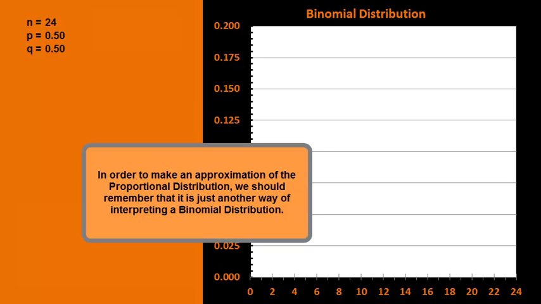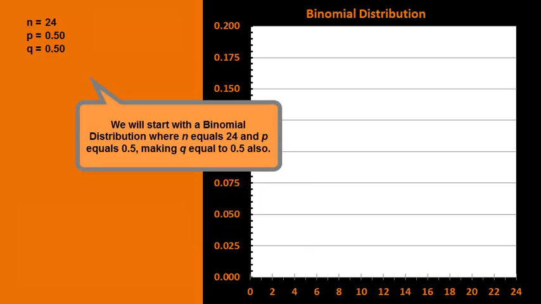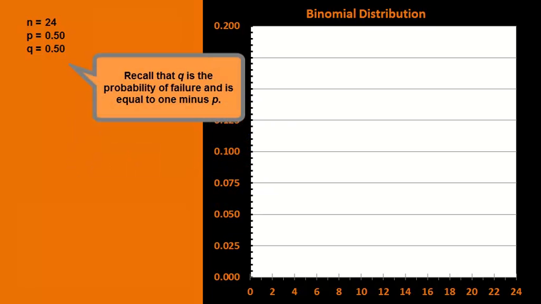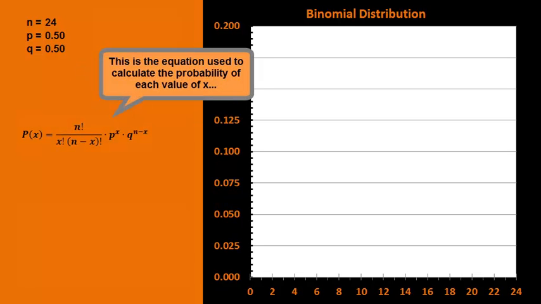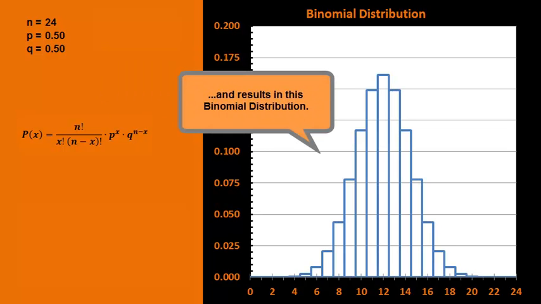In order to make an approximation of the proportional distribution, we should remember that it is just another way of interpreting a binomial distribution. We will start with a binomial distribution where n equals 24 and p equals 0.5, making q equal to 0.5 also. Recall that q is the probability of failure and is equal to 1 minus p. This is the equation used to calculate the probability of each value of x, and results in this binomial distribution.